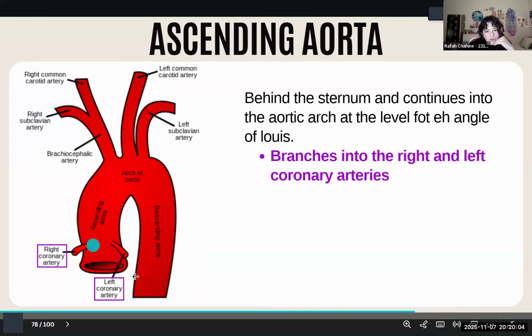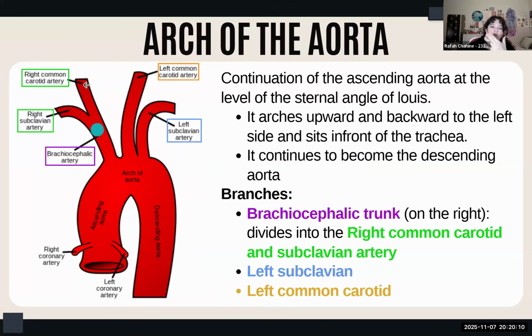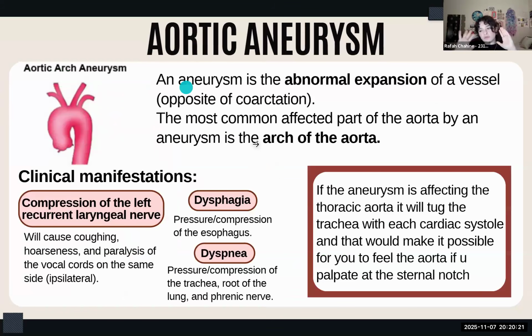cardiac anatomy. We have the right and the left coronary arteries. And then we have the arch of the aorta, where we get the brachiocephalic trunk on the right, which gives us the right subclavian and the right common carotid. And then on the left side, we have the left common carotid and the left subclavian. Then we want to talk about the aortic aneurysm before we move to the descending aorta.